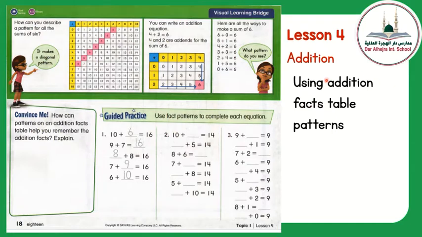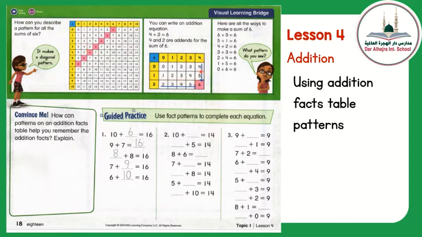In lesson number 4, we studied using the addition facts table pattern. It was an interesting thing. We used an addition facts table. This table is called the addition facts table, and there's a specific method to find the sum of any two numbers. We can go along the row. If I want to find the answer of 3 plus 3, I would go down from the number 3 in the column, and from the left I will find the number 3 along the row, where these two lines will match. That's the answer of this sum.